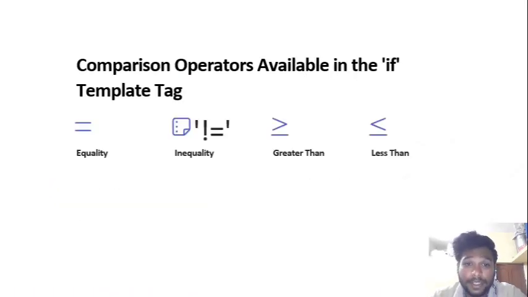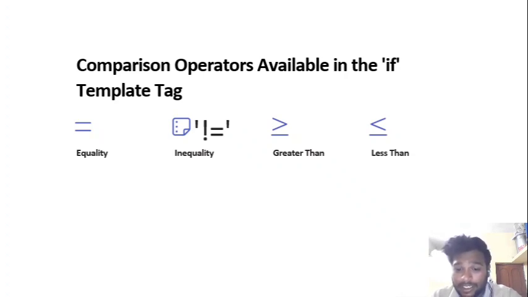Now let us see the comparison operators available in the if template tag. Equality: the equality operator checks if the two variables are equal, and it returns true if both are equal, otherwise it returns false. Next is inequality. The inequality operator checks if the two values are not equal. It returns true if they are not equal, else it returns false.